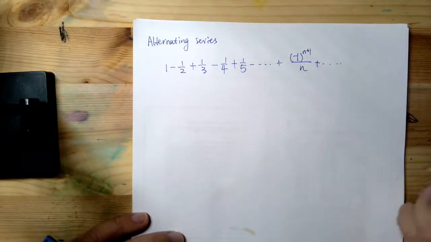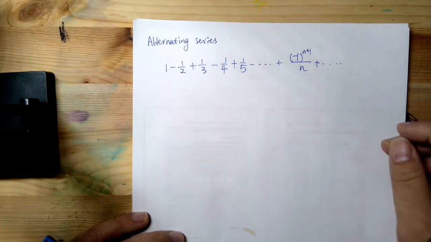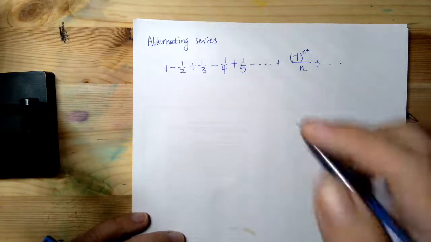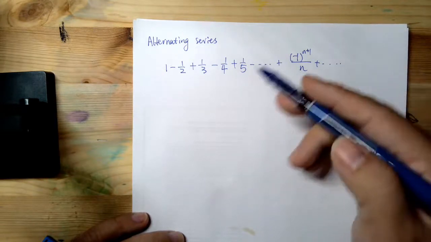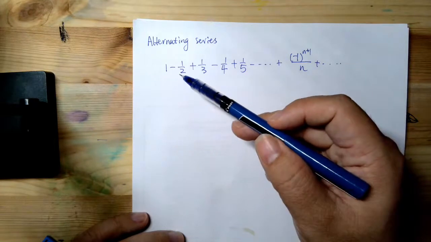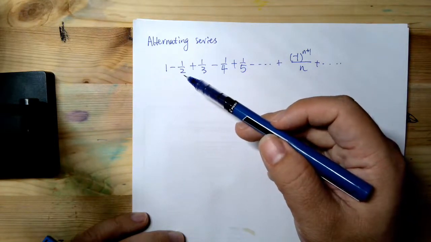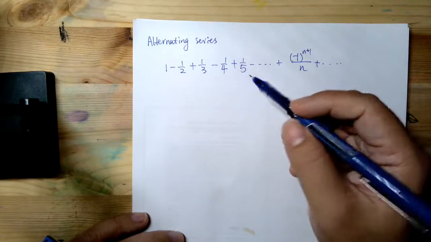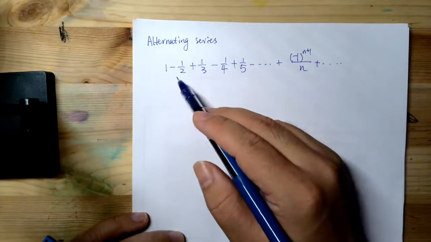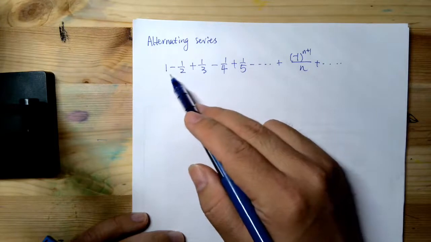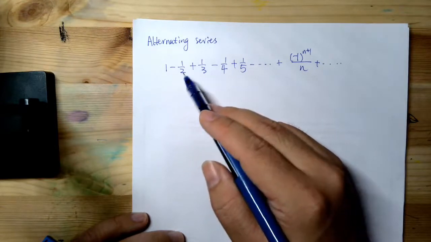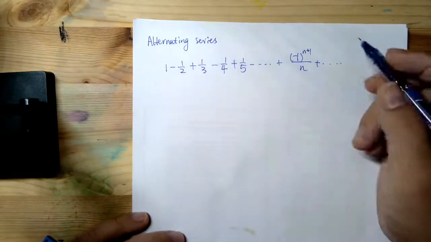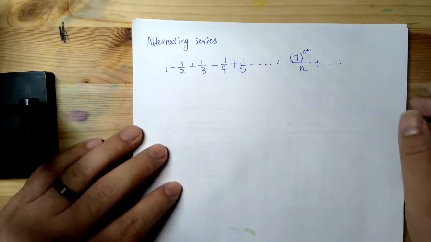Okay, so in this short video, we're going to talk about the alternating series. A quick example for the alternating series can be seen like this. You have 1 minus 1/2 plus 1/3 minus 1/4 plus 1/5, etc. As you can see, the sign in front of each term is changing, right? It's alternating. So that's the meaning of the alternating series.